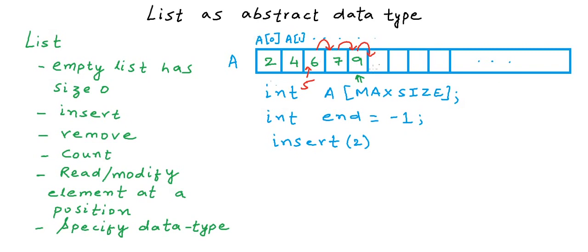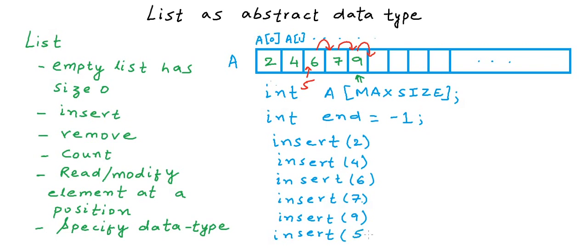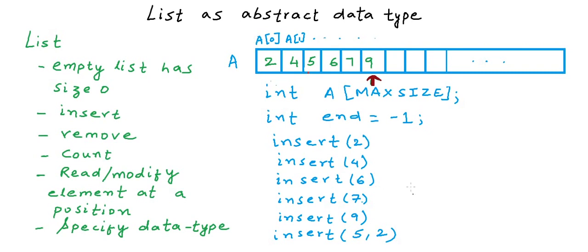Okay, I just inserted some elements into the list. Let me also write the function calls for these. Let's say we went in this order. We inserted 2, then we inserted 4, and then we inserted... In the end, we are inserting 5, and we also give the position at which we want to insert. So this insert with 2 arguments would be the call to insert an element at a particular position. After all these insertions, this is what the list will look like. This arrow here marks the end of the list in the array.